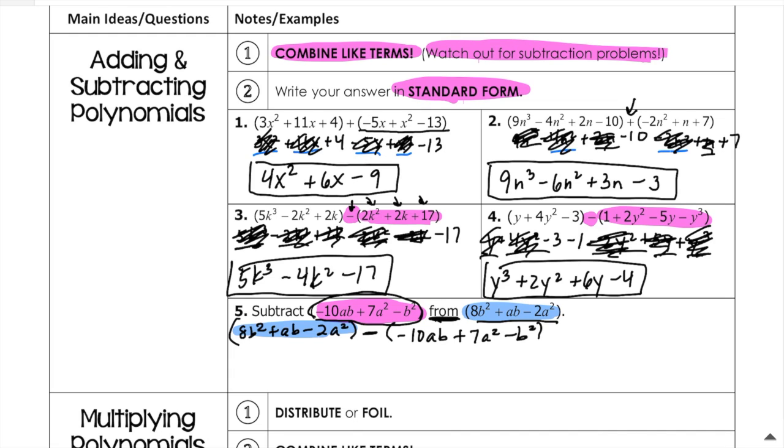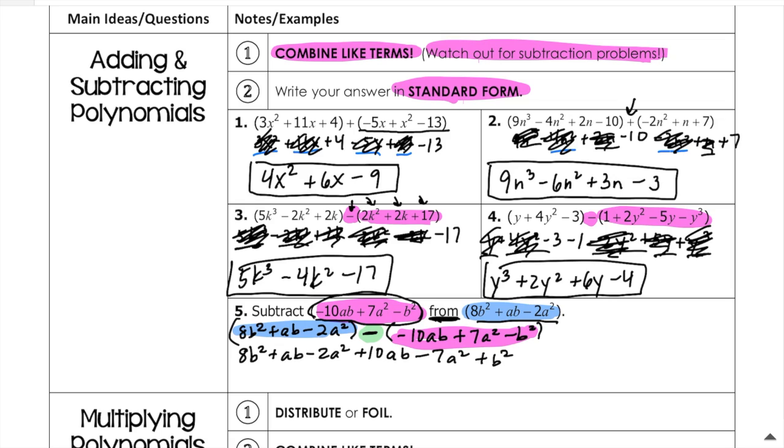So, and here I'll color code this for you to make it cute. So there's that pink piece. And I cannot forget to distribute this negative sign right here. So I'm just going to change the signs for everybody that's pink, because once we distribute that negative sign, it's what causes the sign change. So I have 8b squared plus ab minus 2a squared. And I'm going to change the sign for everybody in pink. So I have 10ab minus 7a squared plus b squared.